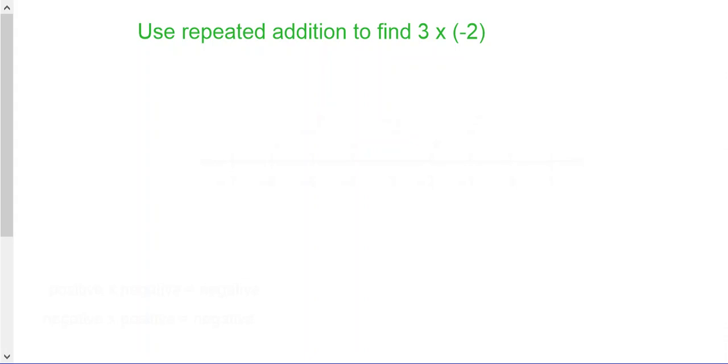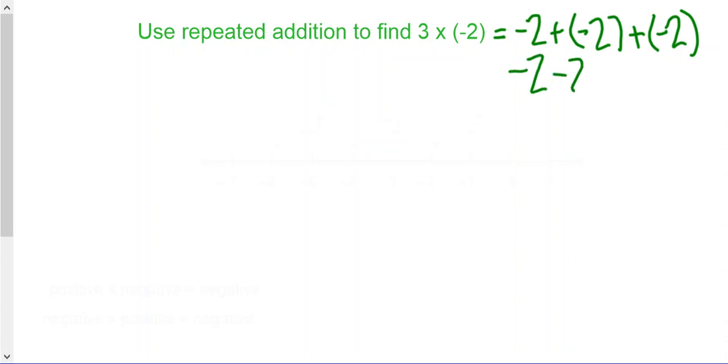Alright, now we're going to look at multiplying integers with different signs. So we have 3 times a negative 2. And just like the last problem, if we say 3 times a negative 2, we can also say that is equal to negative 2 plus negative 2 plus a negative 2. Now, if you remember our last couple lessons, this could also be written as negative 2 minus 2 minus 2.